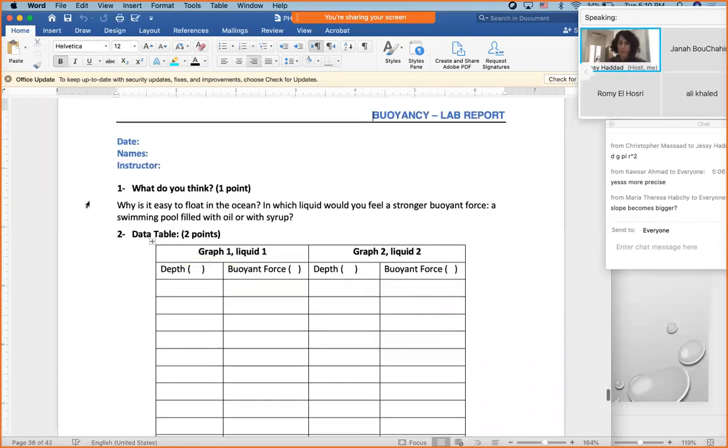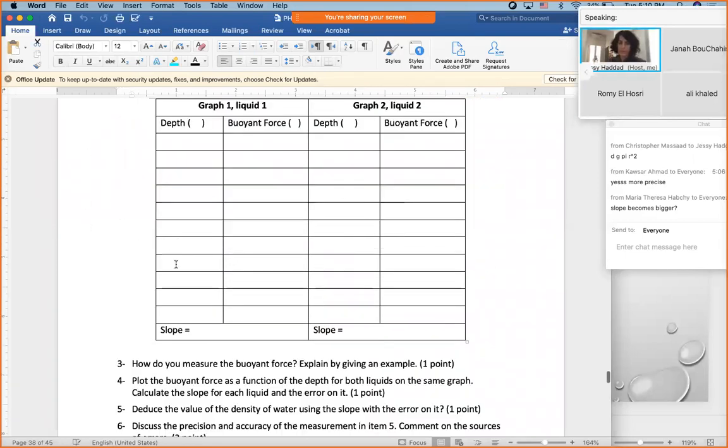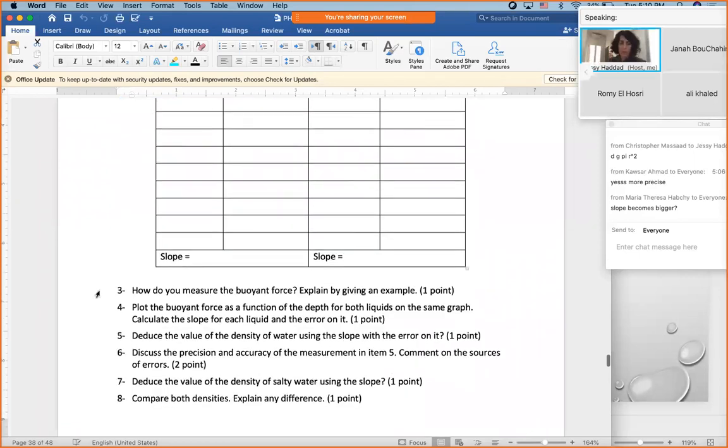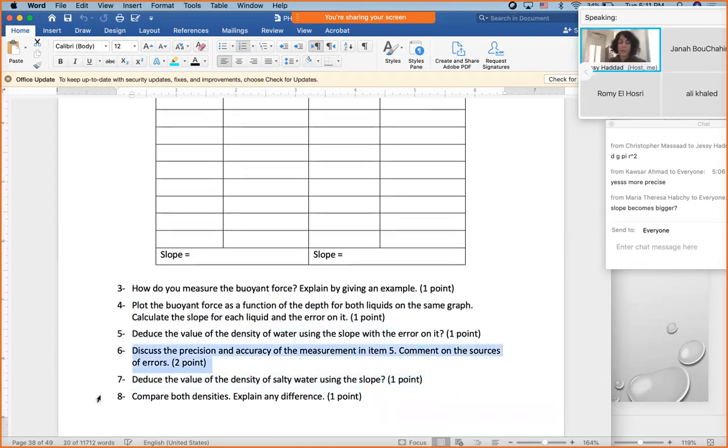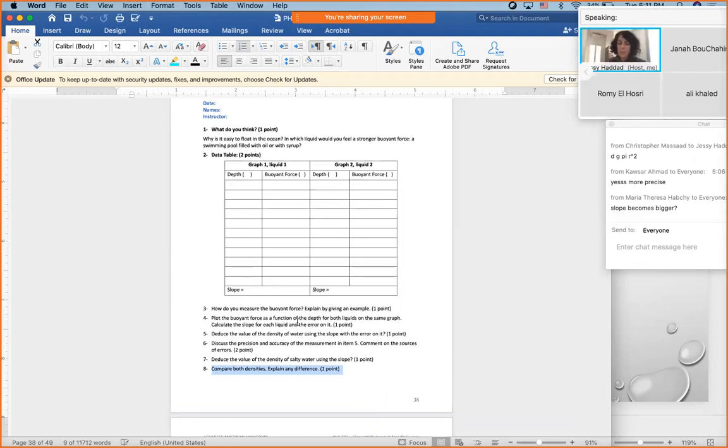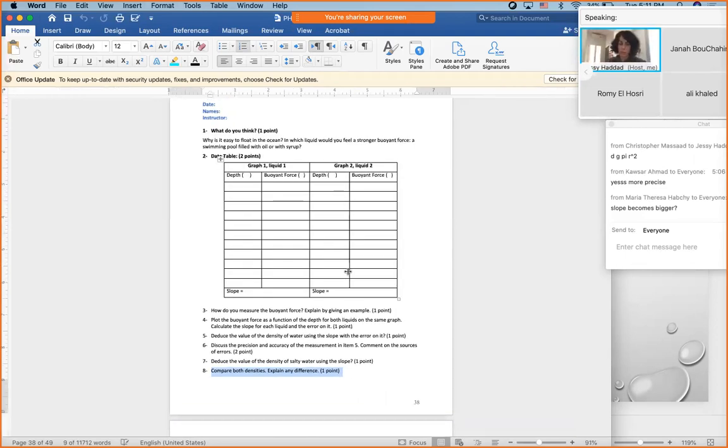Okay. Question to answer before you do the experiment. Data table will be full for you. How do you measure the buoyant force? Just explain if you use the force sensor directly, or you find the apparent weight first, or so on. Then they ask you to plot to find the slope and the error on it. This should not take your time. And please use Excel. If we cannot use it in the midterm, we can use it a lot in the lab reports. Deduce the density with the error on it. And probably they want you to repeat for salty water, discuss precision and accuracy, compare densities, and that's it. So this can take you up to 20 minutes, not more, you see?